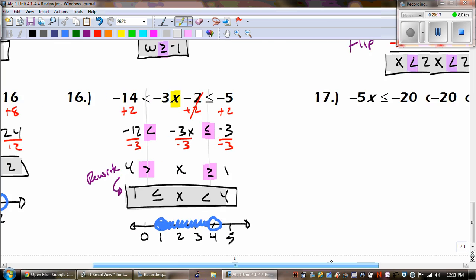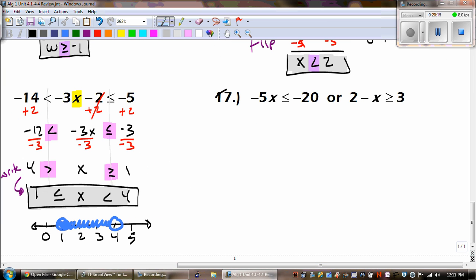Okay, so we did 17, we did 16, and now this one is your 15. Okay, so when I see that "or," I know that we've got two different graphs that we're dealing with. So we're going to solve each one of these individually. So first one, we're going to divide by the negative 5. I divided by a negative, which means I have to flip that inequality. And negative 20 divided by negative 5 is 4.